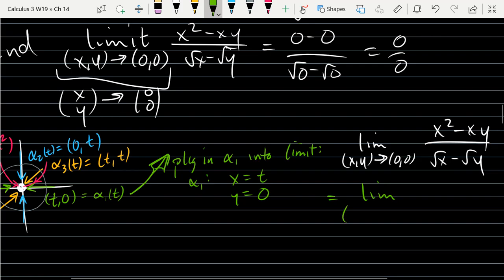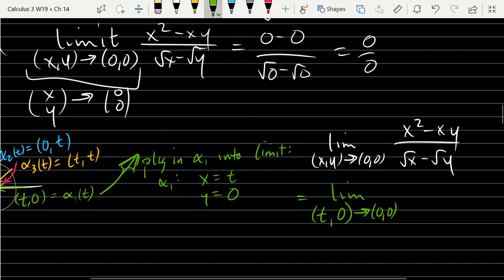So x, y, that is t comma 0 approaches 0, 0. And I have x is t, so I have t squared minus x is t, y is 0, divided by square root t minus square root, x is t, y is 0. Okay.